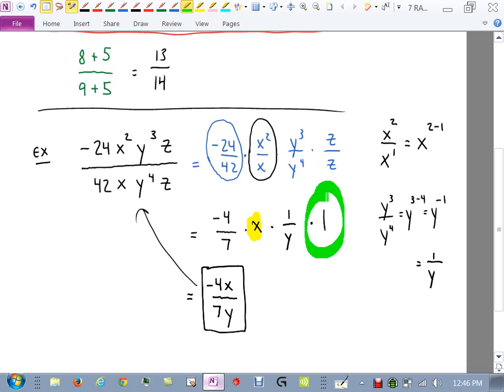I put it here just so if anyone goes back and looks at this, they're like, what happened to the z over z? Well, it turns into a 1, and then you don't really need it. So you didn't have to write it.